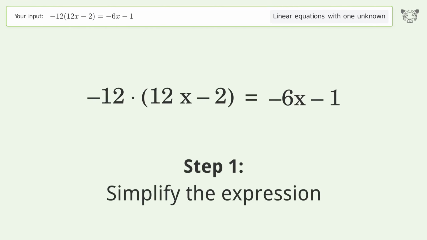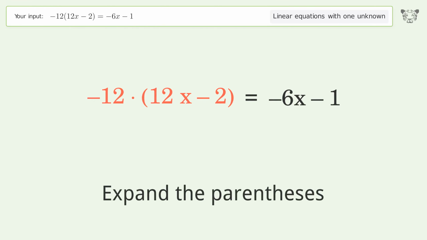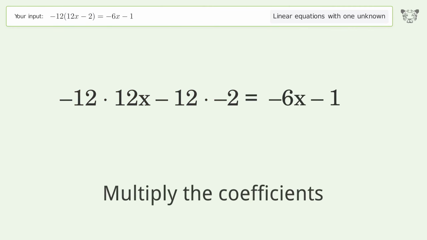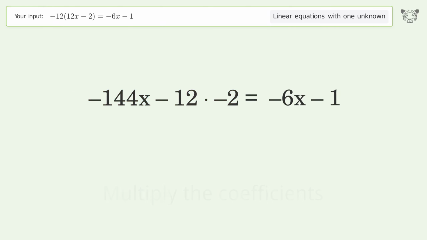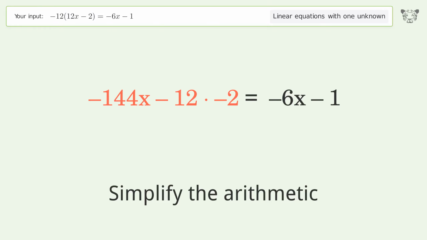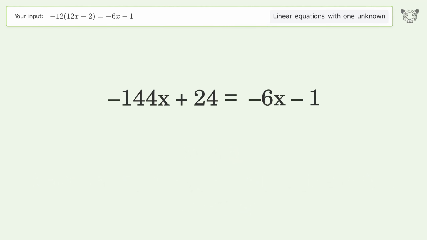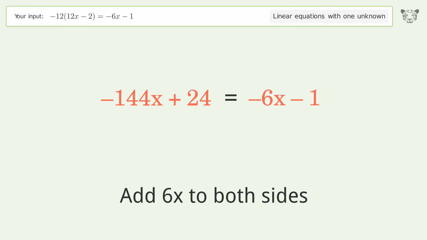Simplify the expression. Expand the parentheses. Multiply the coefficients. Simplify the arithmetic. Group all x terms on the left side of the equation. Add 6x to both sides.